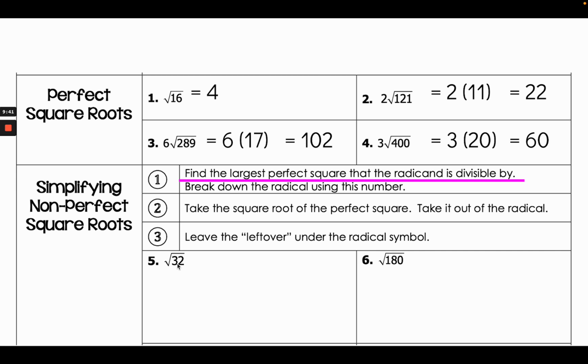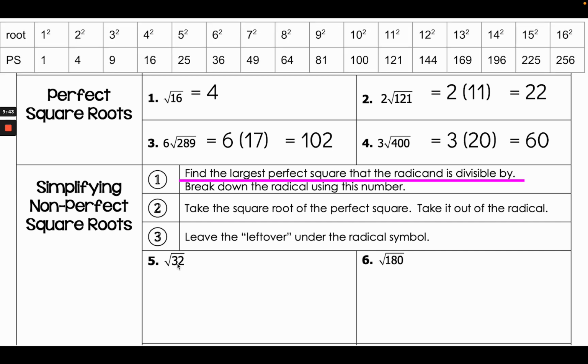Now I'm going to put my perfect squares here, and these are my roots. I just like to have this available so when I look at 32, I can say, okay, what number goes into this? And we're looking for the largest number. So below 32, we have 25. Does 25 go in there? No. Does 16 go into 32? Yes, it does. And it goes in by 2.